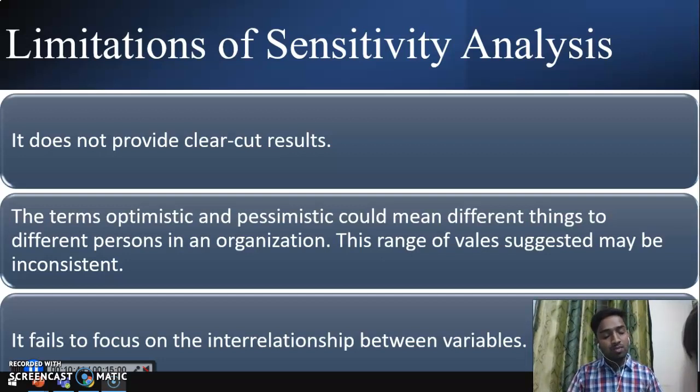Then the terms optimistic and pessimistic may mean different views in different scenarios, in different organizations, or to different people. So the range of values suggested may be inconsistent. There is no consistency. It fails to focus on the interrelationship between the variables. It just acts with the dependent and independent variable, but it's not focusing on the interrelationship between the variables.